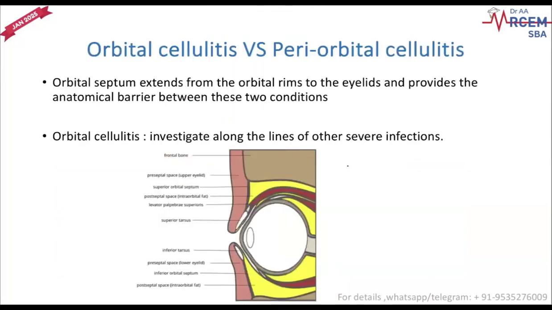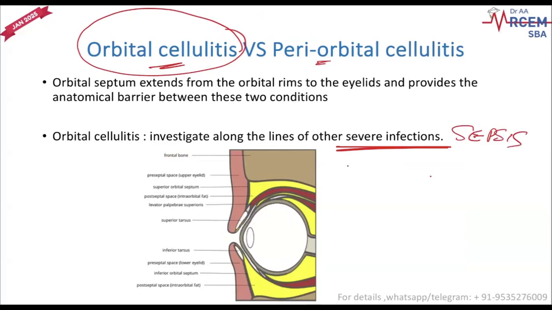Orbital cellulitis versus periorbital cellulitis. It is important to differentiate orbital cellulitis from periorbital cellulitis because orbital cellulitis is treated like a severe infection, like sepsis, with IV antibiotics and admitting the patient. For that reason, we should be able to clinically differentiate orbital cellulitis from periorbital cellulitis.